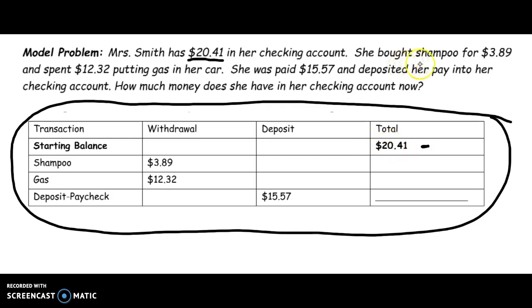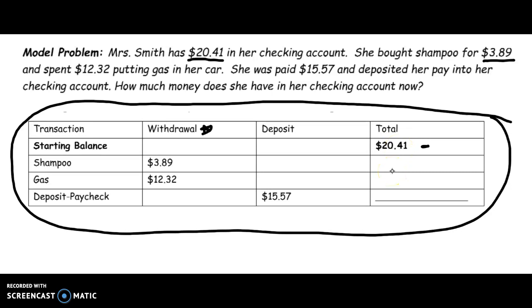So the next part of the problem says she bought shampoo for $3.89. Well, if she bought shampoo, that means that she spent money. Okay, so when you spend money, that's known as a withdrawal. So right here, you see the word withdrawal. And you see that she bought shampoo and she spent $3.89 on shampoo. Okay, so if she had $20.41 and she spent $3.89, we need to figure out how much money does she have now.